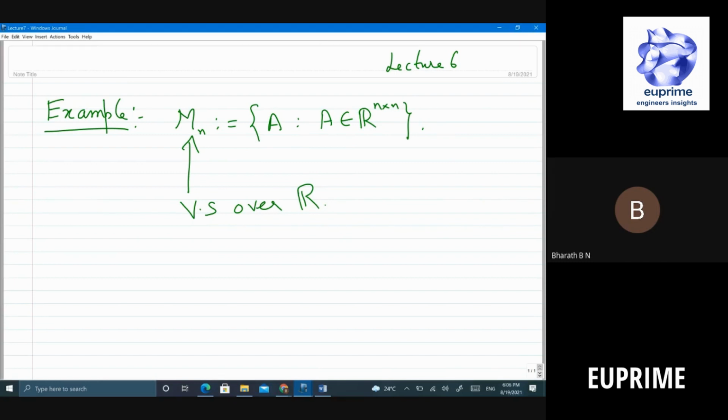So this is a vector space. Now, is it possible to define some sort of a dot product kind of thing here, which is called inner product? So how do you define inner product? You take two matrices A, B. What is the inner product?